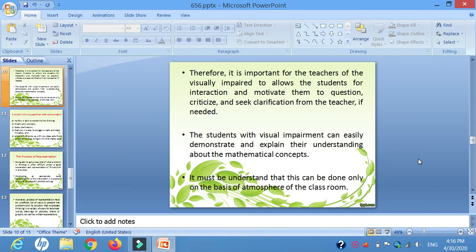Therefore, it is important for the teacher of the visually impaired to allow the students interaction and motivate them to question, criticize and seek clarification from the teacher if needed. The student with visual impairment can easily demonstrate to explain their understanding about the mathematical concepts. It must be understood that this can be done only on the basis of the atmosphere of the classroom.